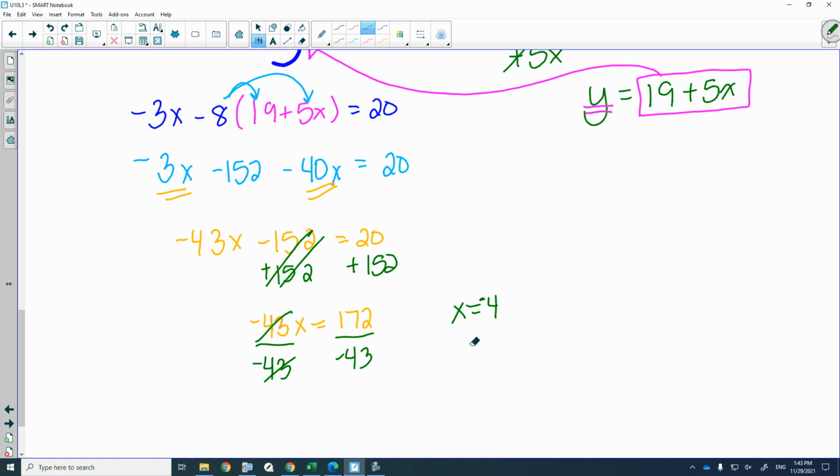Integral answers, basically. Find where you would put that x. Where would you put that x to get y? Julie, where would you put it? Yep, right here. That's where I would put it. So I would take that x out because I want y now. Y is equal to 19 plus 5 times negative 4.